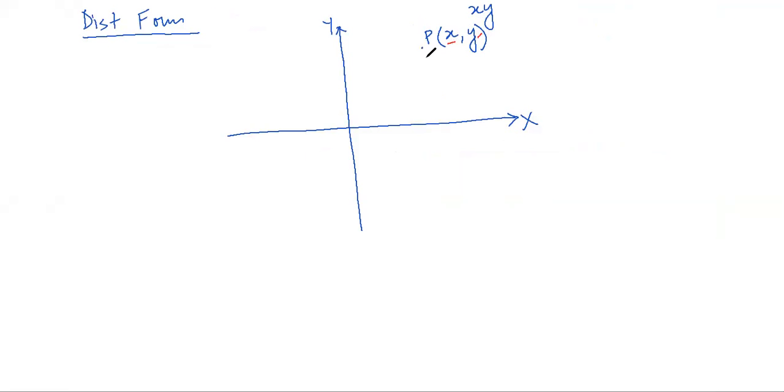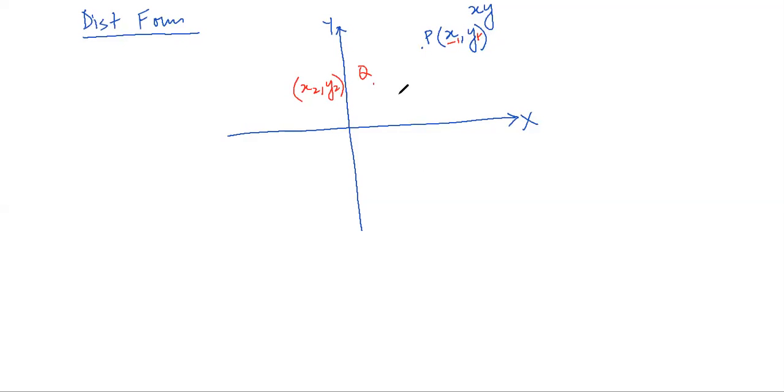Now, students, let us see there is another point Q and its coordinates are x2 and y2, and let us say this is x1, y1, not xy. Let us say this is x1 and y1, the coordinates of point P.